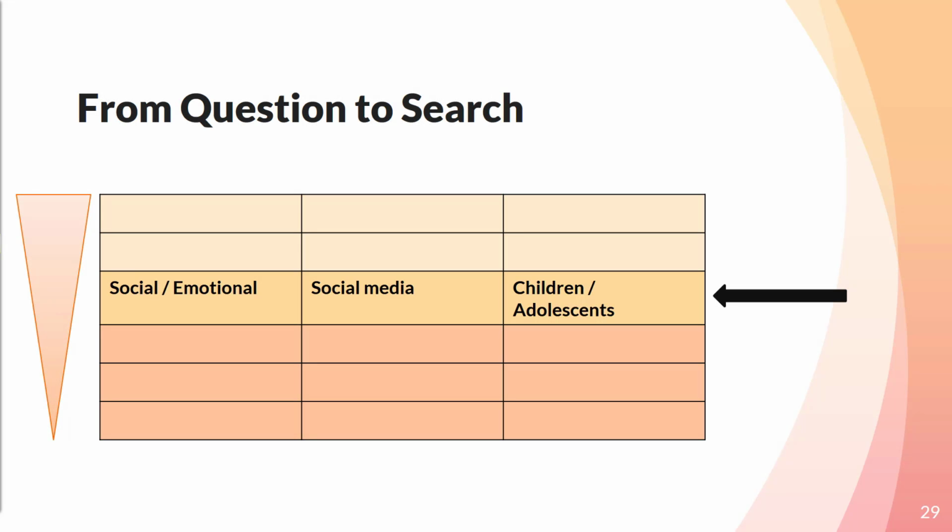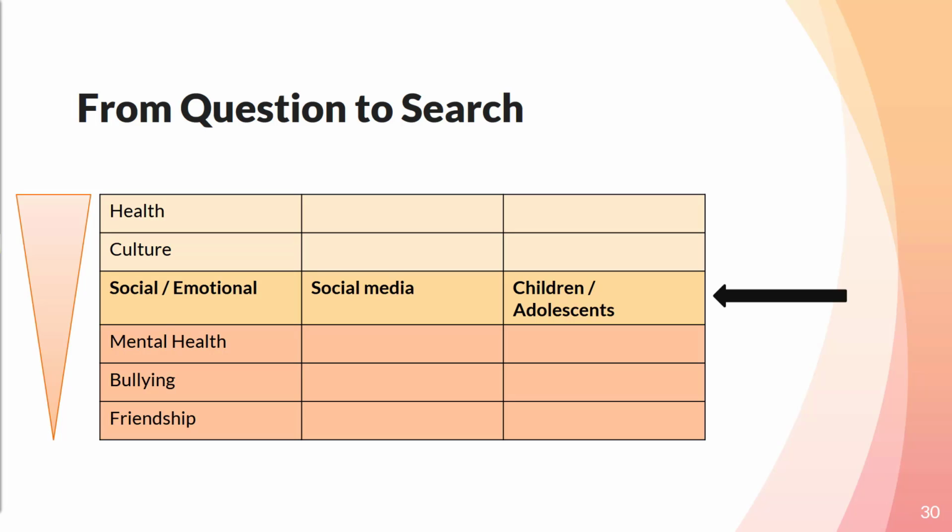Let's take a look. Here we have our words. I've batched a few of them because I think they help us understand the concepts we're looking for. We have social and emotional, social media, and children and adolescents. From there, let's think of some words that are broader and some that are narrower for each of our concepts.